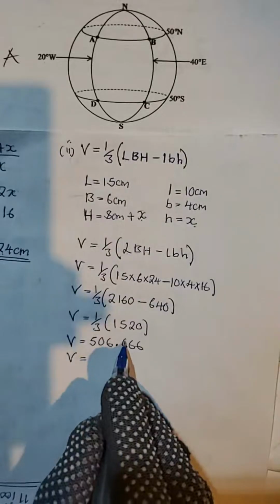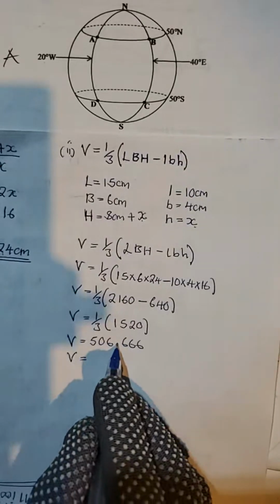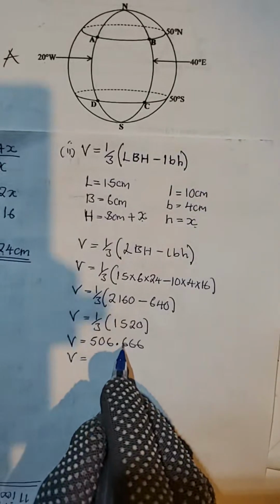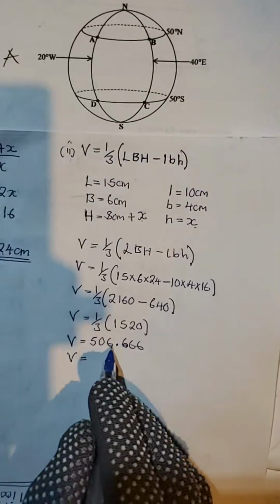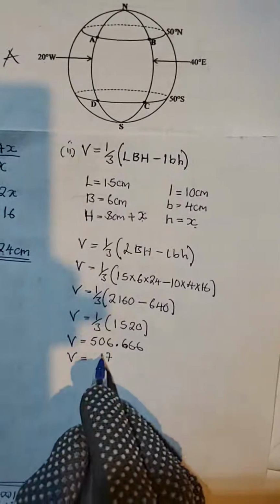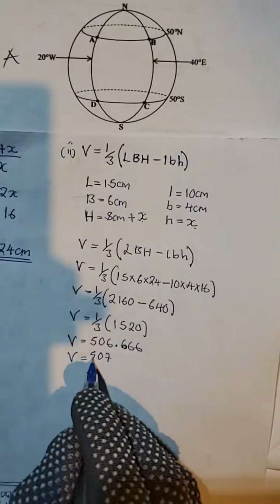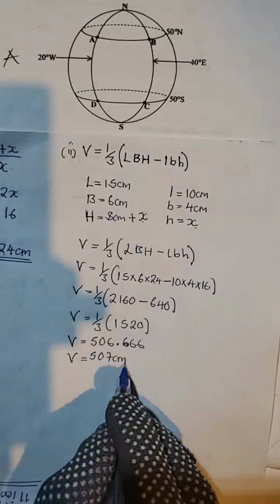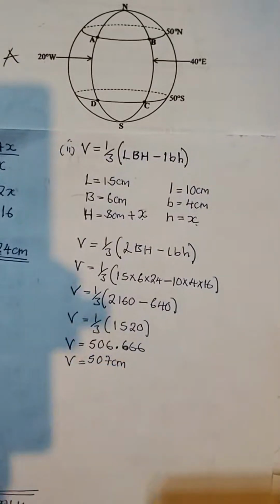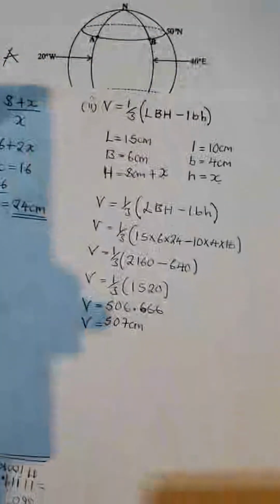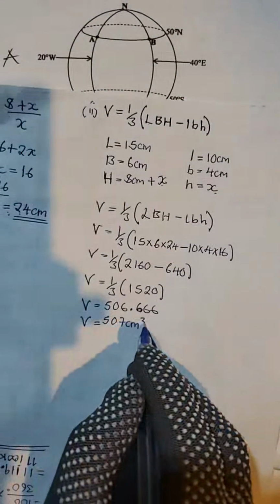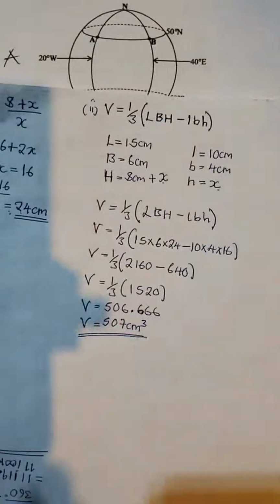So we're going to add... the number after this 6 is greater than or equal to 5. So we're going to add 1 to this one, and this one becomes 7. This is 0.75 cubic centimeters. Since this is volume, is it in centimeters? Okay, cool. Cubic centimeters, and this is the answer.